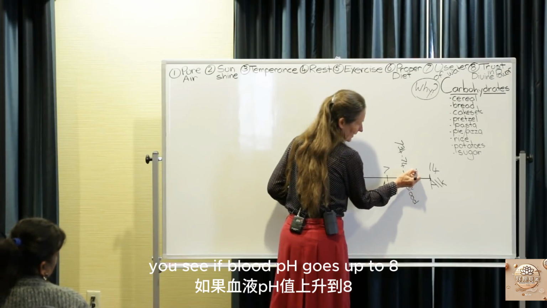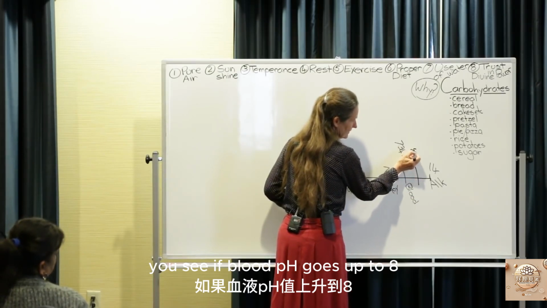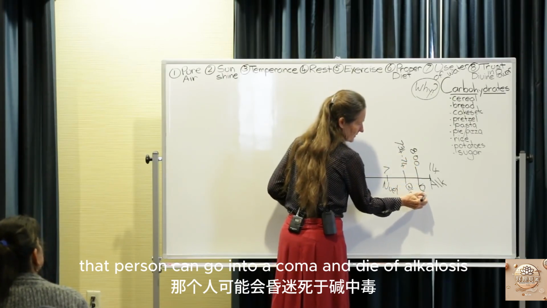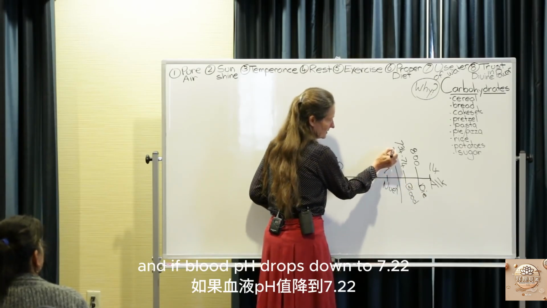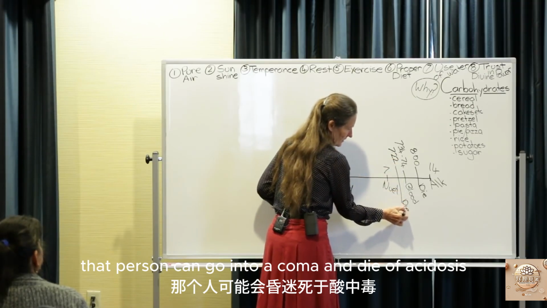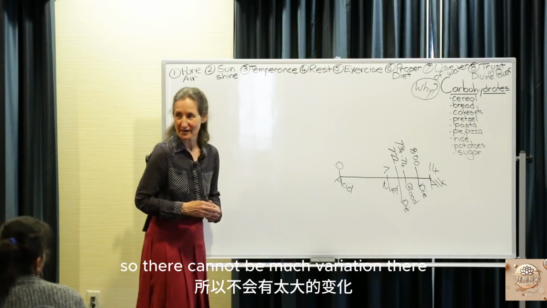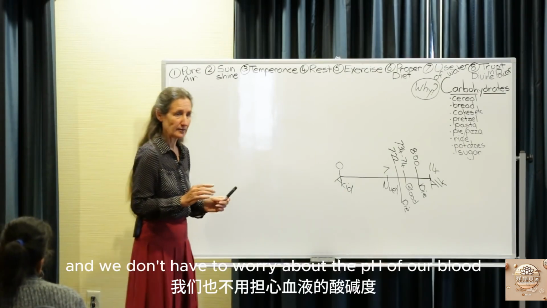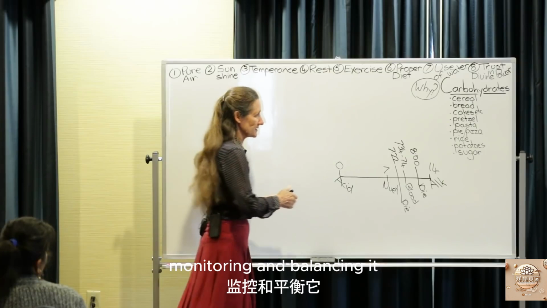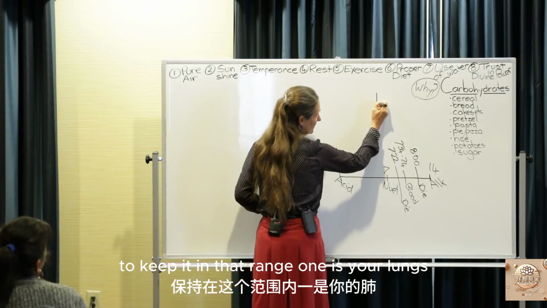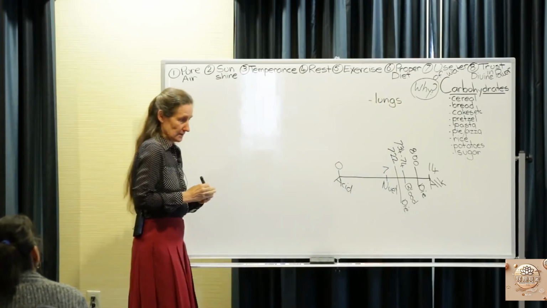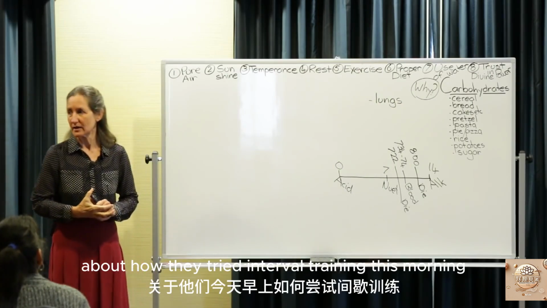You see, if blood pH goes up to 8, that person can go into a coma and die of alkalosis. And if blood pH drops down to 7.22, that person can go into a coma and die of acidosis. So there cannot be much variation there. And we don't have to worry about the pH of our blood because there are 2 organs that are constantly monitoring and balancing it to keep it in that range. One is your lungs. I was just talking with some of our students here about how they tried interval training this morning.